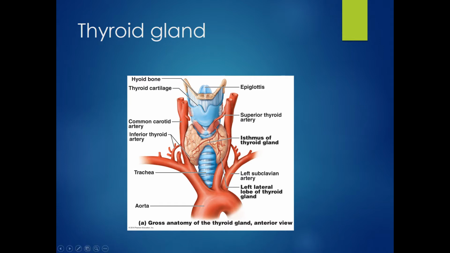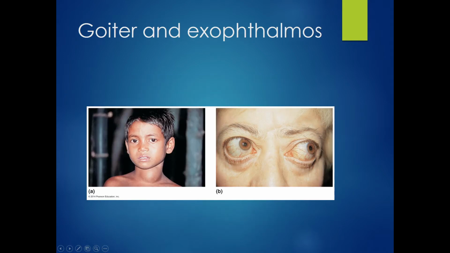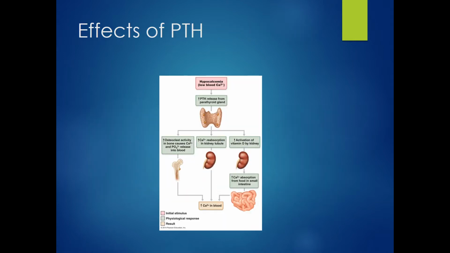Here's where our thyroid gland is. Here's where the parathyroid glands are. When we get into thyroid in the study guide, then I'll talk to you specifically about goiter, how you get a goiter, why you get exophthalmos when you have hyperthyroidism. Here is PTH. This is a really good thing. Your book talks just primarily about PTH and its effect on the osteoclasts in the bone, but it's much more than that.